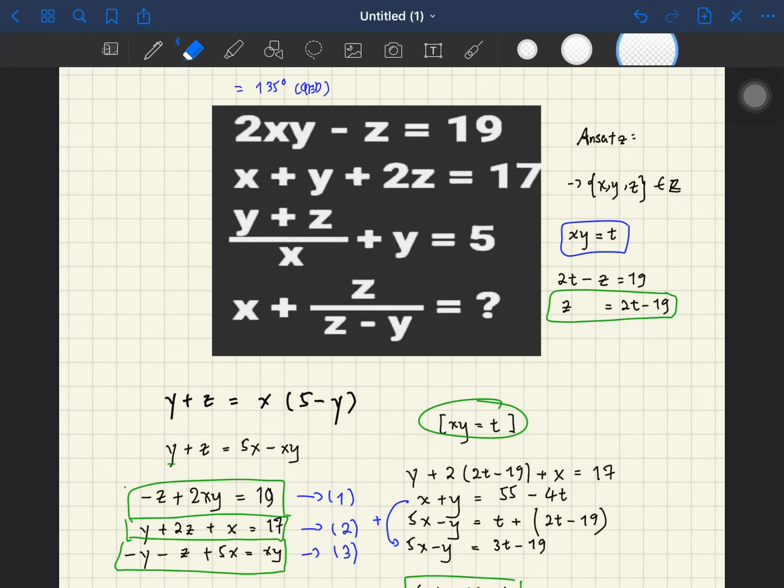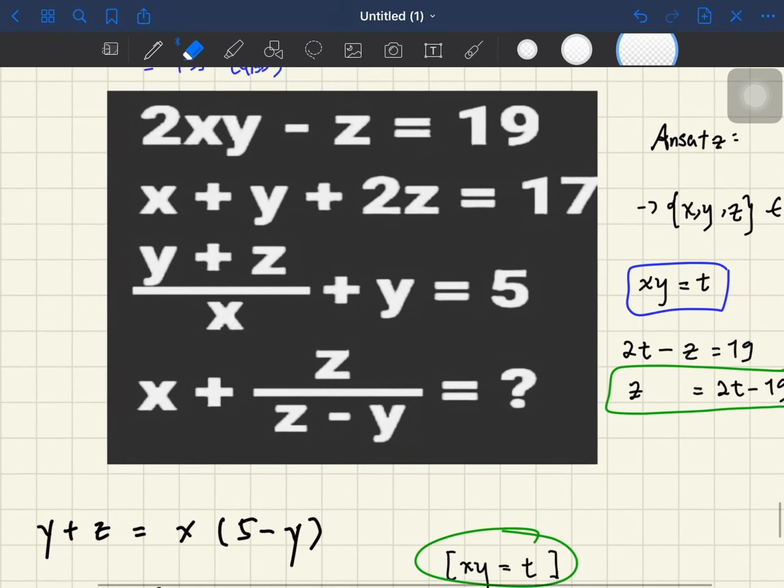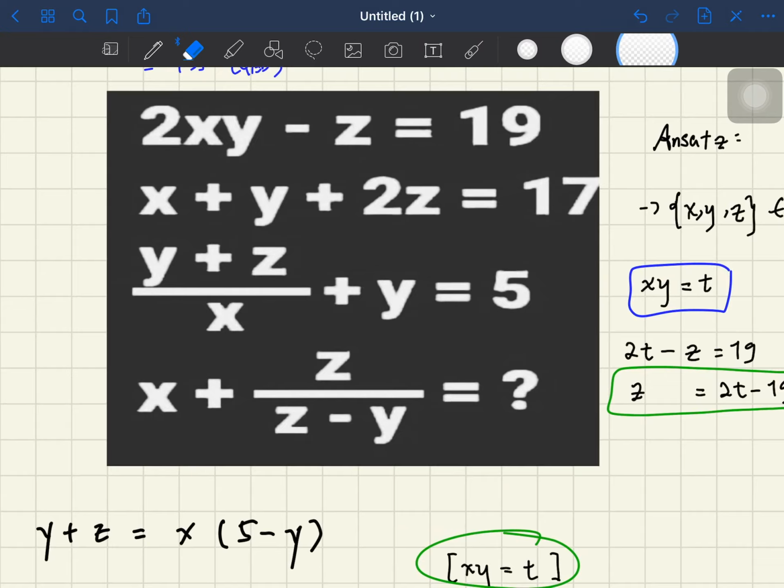Hello. So, I received this question. This is something that might be achievable among any Form 4 SPM and KSSM students. And as you can see, these are the equations involving the three variables x, y, and z.